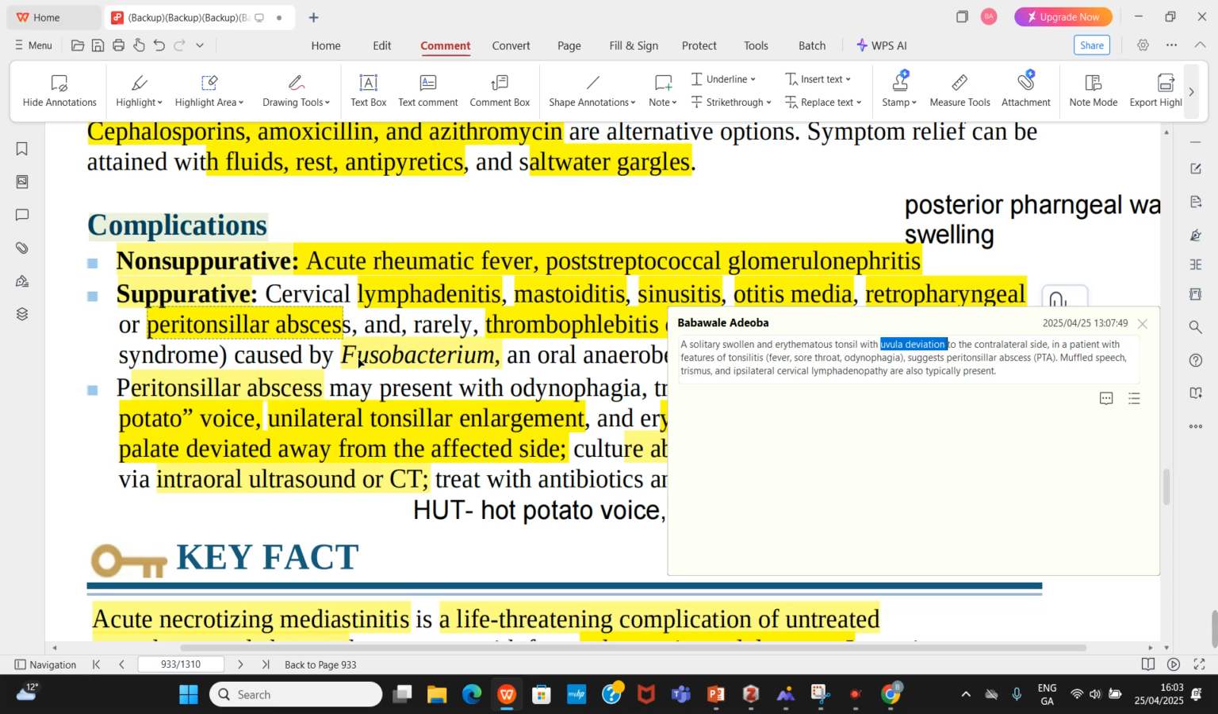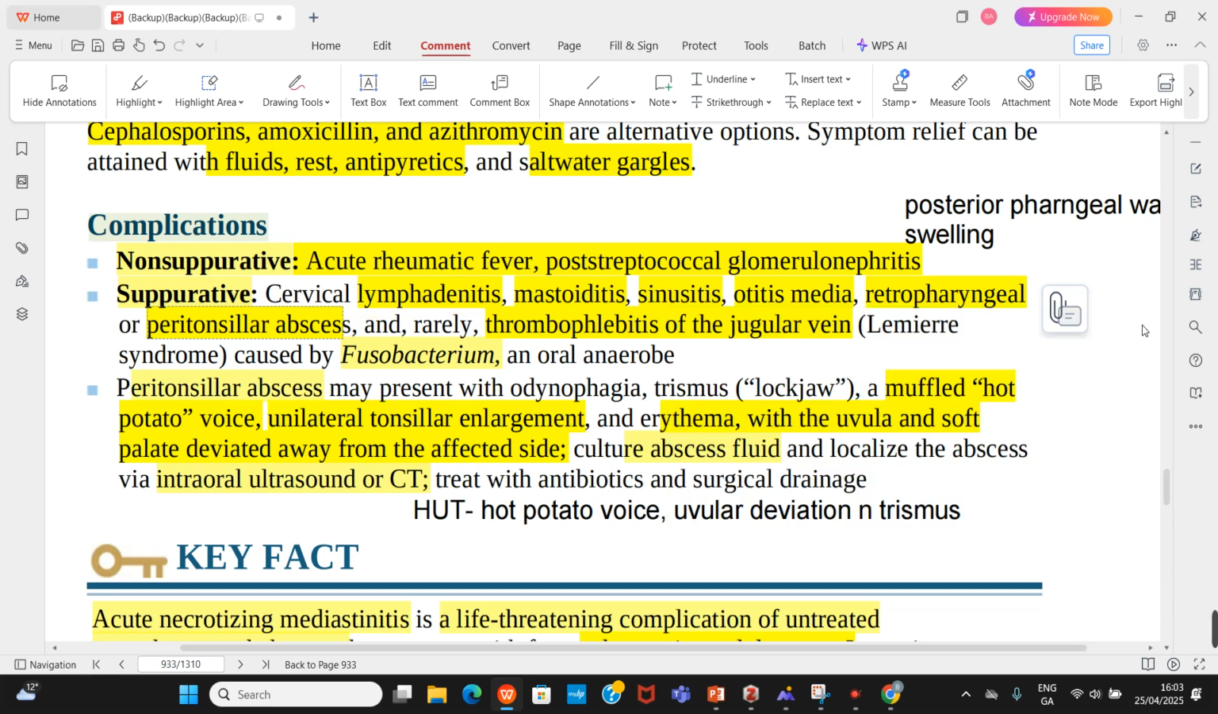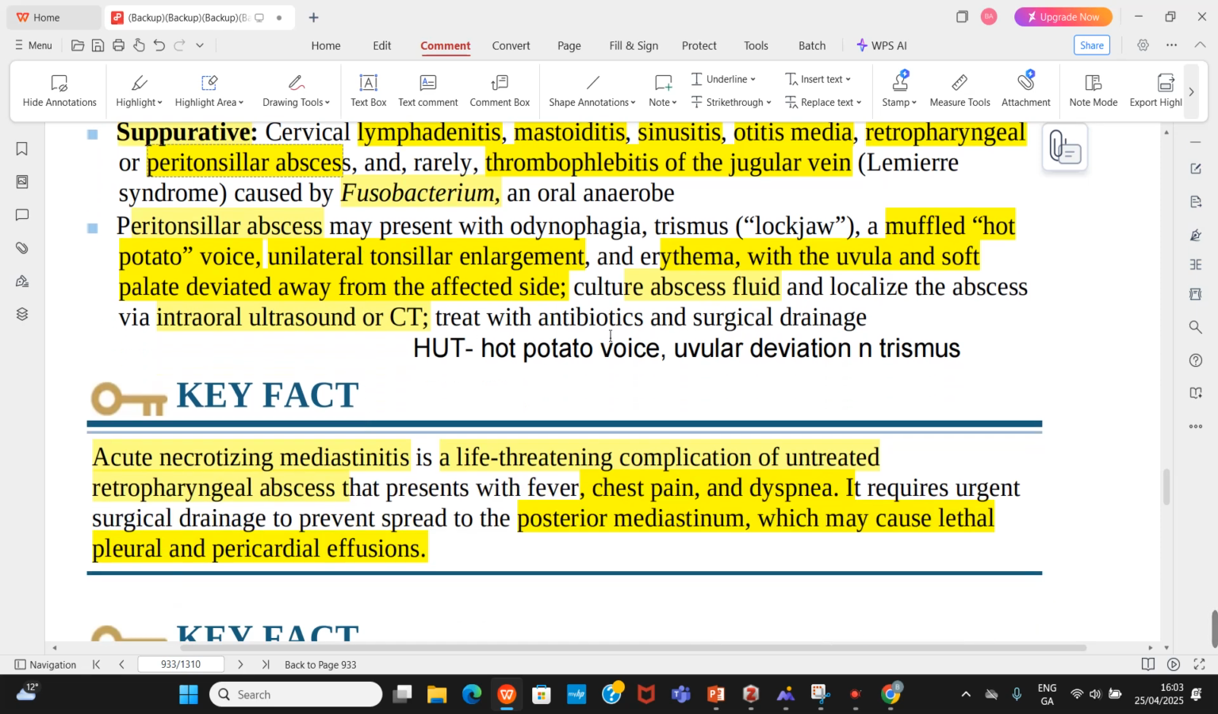Uvular deviation is as simple as it is. It can save you a lot of headache. Once you see it, just go and pick peritonsillar abscess. You also need to drain the abscess in this person and give them broad spectrum antibiotics. So we have talked about it: hot potato voice, cervical lymphadenopathy, uvular deviation. That's what you need. So just drain, and give antibiotics.